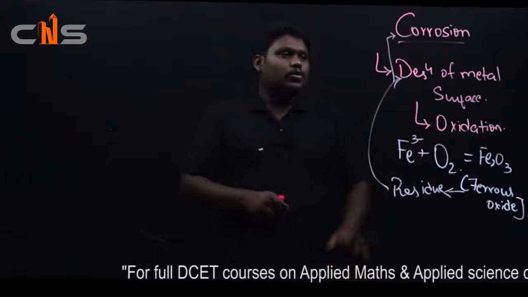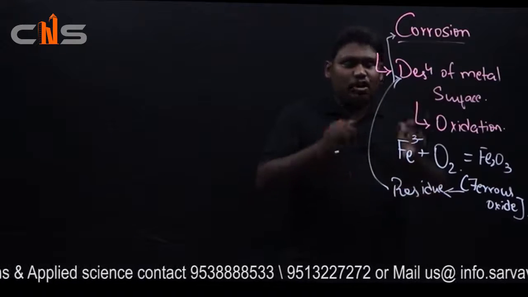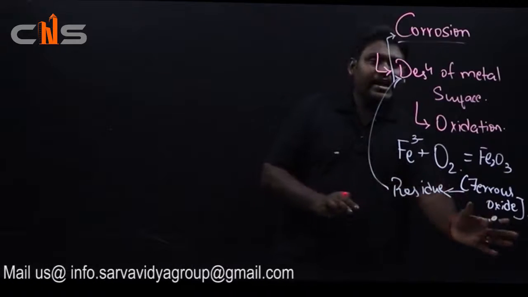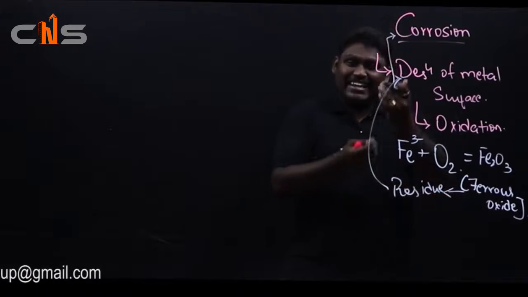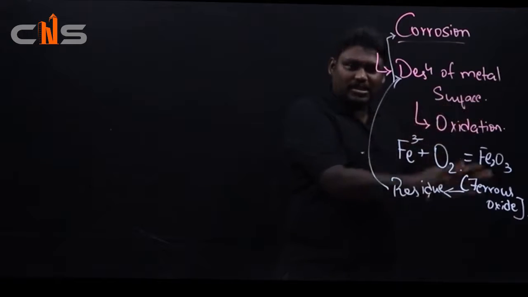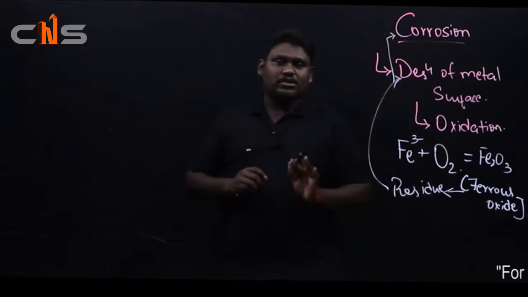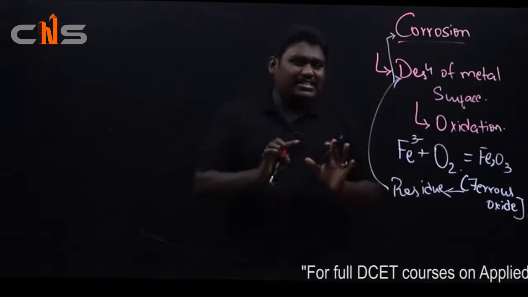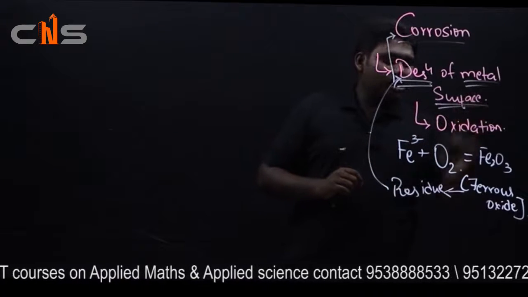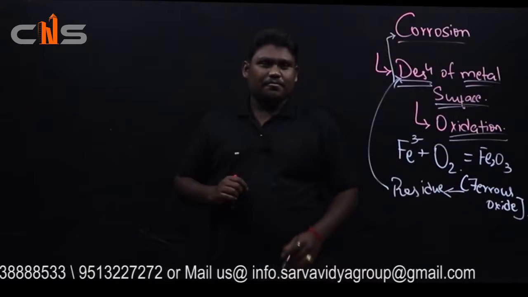Clear? So we can even define corrosion as the conversion of the material into its other components, that is in terms of oxides, which decreases the strength of the material due to the presence of oxygen in the atmosphere. That process is called as corrosion. So to remember easily, you can just remember destruction of metal surface due to oxidation is called as corrosion.